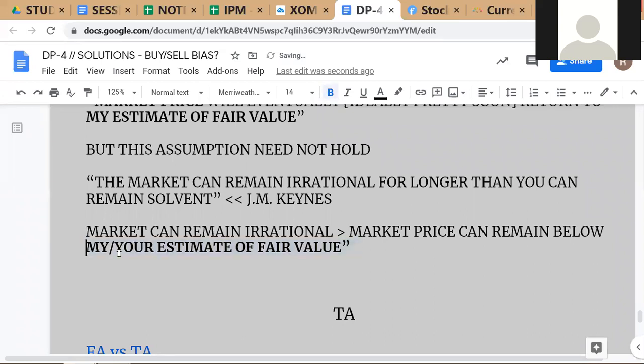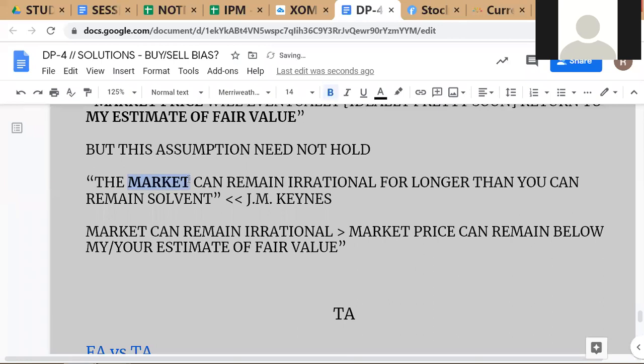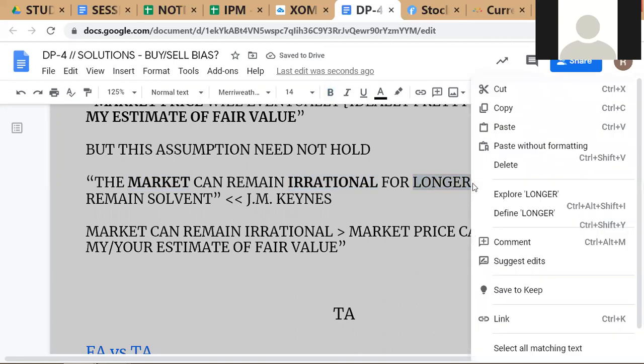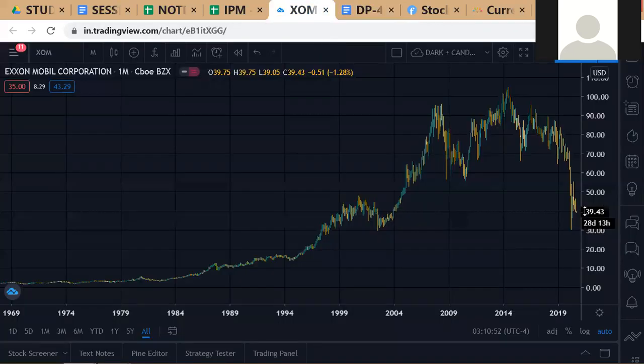So when we use the word rationality or irrationality in the context of market prices, this is an important word to understand also. Here in this famous quotation, which you should understand very well, an important part of your learning, the key words are market, irrational, longer than, and solvency. So basically, let's say I have used a lot of debt also.